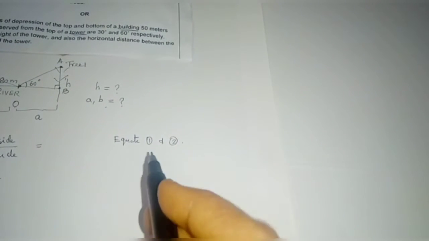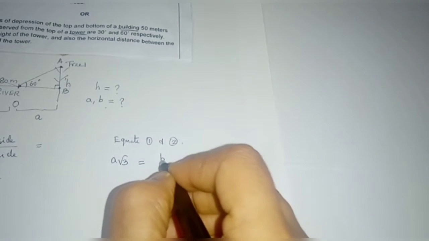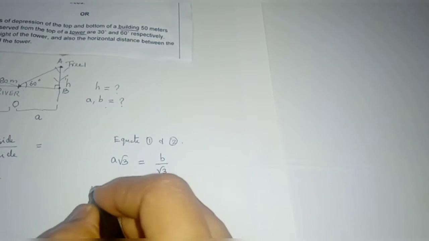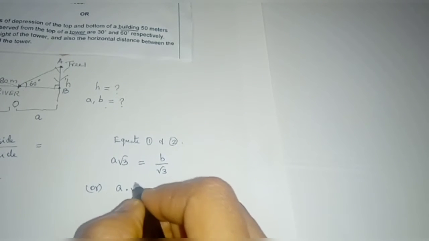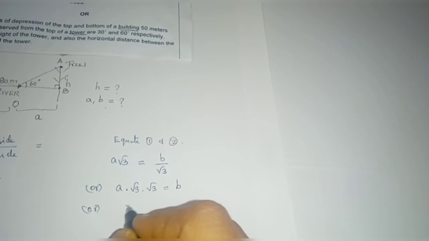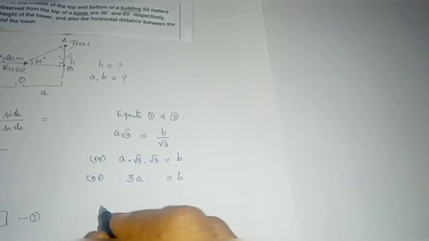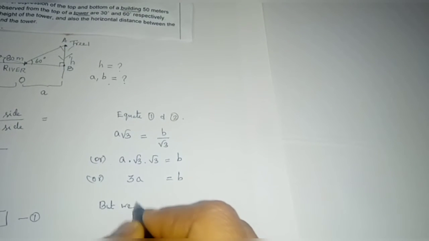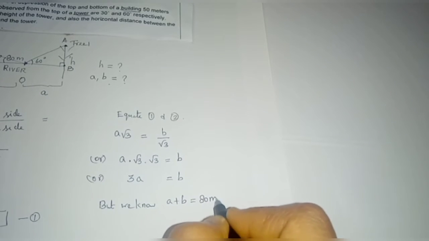If you equate 1 and 2, then you will get a root 3 equal to b by root 3, or a into root 3 into root 3 equal to b, or 3a equal to b. Okay, so 3a equal to b. But we know a plus b equal to 80 meter.